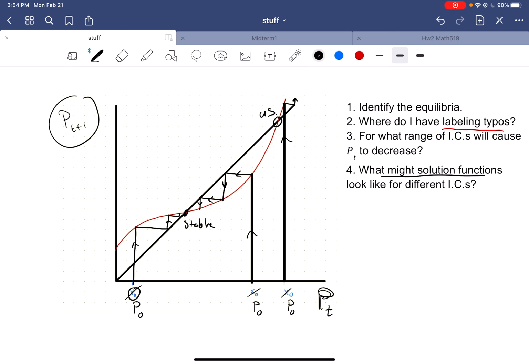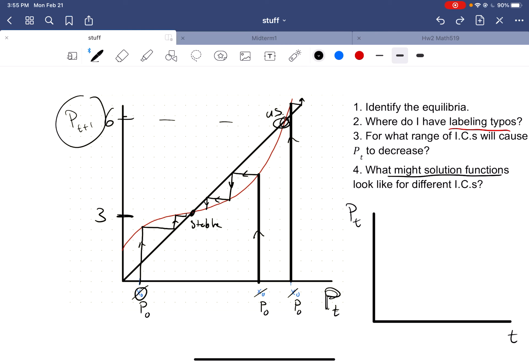And what might solution functions look like? Well, for solution functions, my input axis is time, my output axis is p of t. Let's make up a value for this right here, maybe it's 3. Let's make up a value for this right here, maybe it's 6. So I'm trying to get these two intersection points. Maybe here's 3, and maybe here's 6.